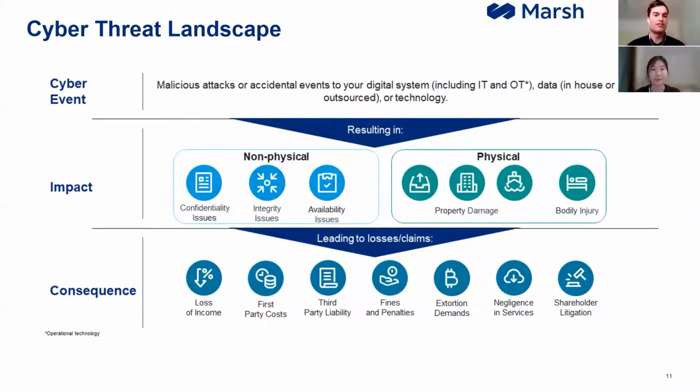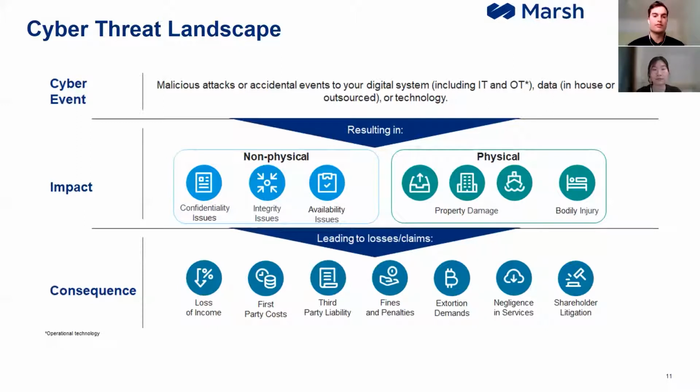Thanks, Nara. Hi, everyone. Today, I'd like to talk about the cyber threat landscape through an insurance lens. So when an insured suffers a cyber event, this can be in the form of a malicious attack or an accidental event to your IT or digital systems. This could include the information technology, the operational technology, the data which is stored in-house or externally, or the operational technology which is required for the business to run.